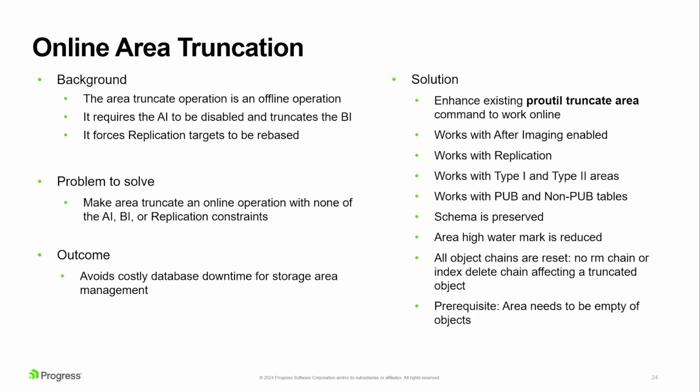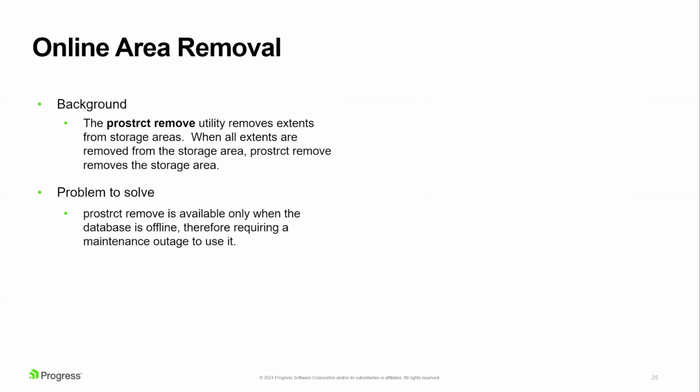After online area truncation, we move to online area removal. The history on this is that the ProStruct remove utility, which is what you use to remove extents from the storage area, and when all extents are removed from the storage area, it will then remove the storage area. That utility has only been available when the database is offline. Again, you require a maintenance outage to use it.